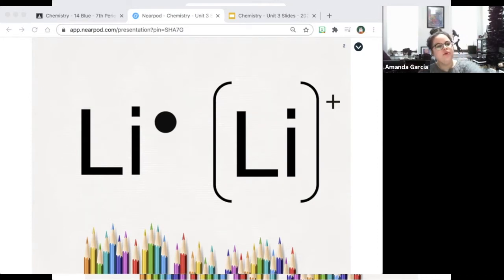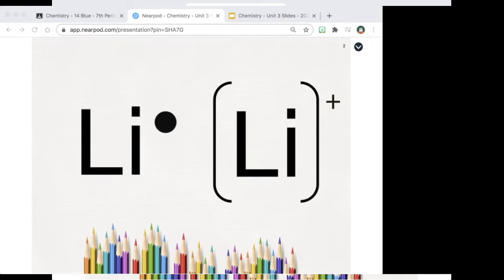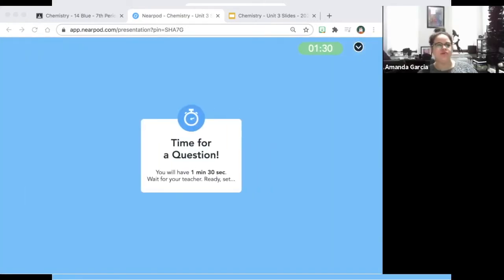But what we're going to do is compare and contrast these two diagrams, okay? We have learned a lot about one of these diagrams in particular, but there is another one, the second one with the brackets and the plus that we have talked about. So I would like you to please go ahead and compare and contrast these using as many vocabulary words as you can.